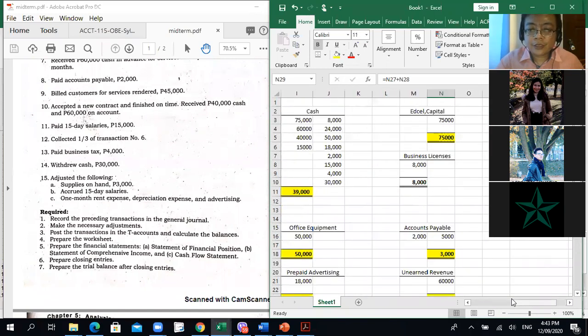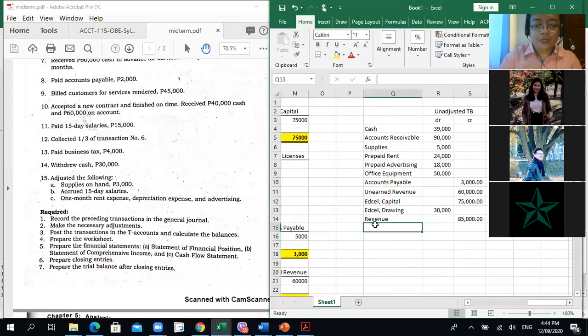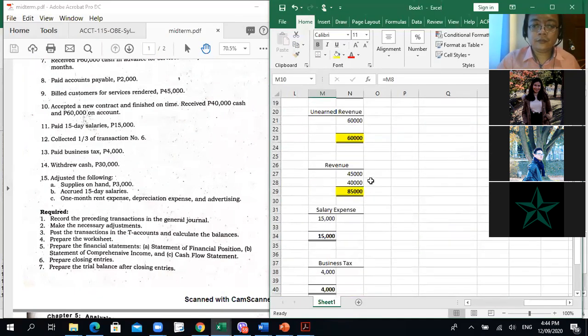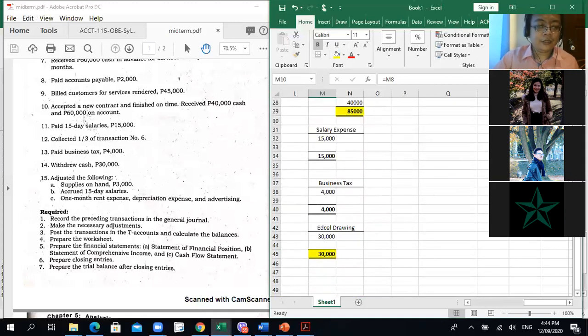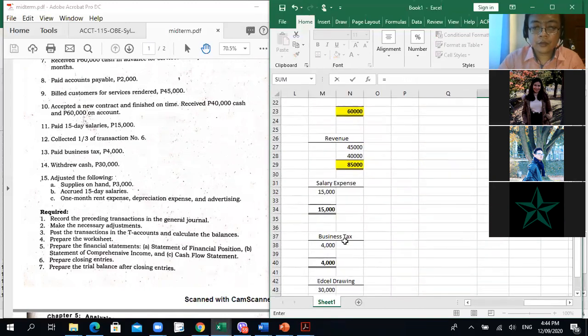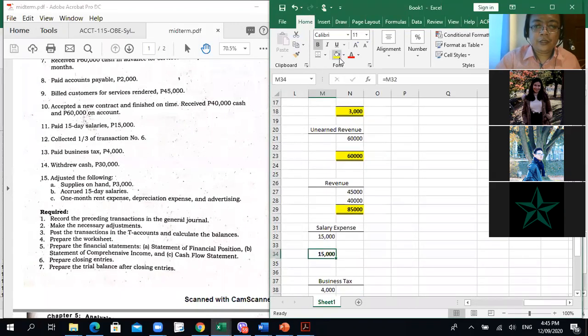Next is, tas muna tayo. Business licenses. So in terms of expenses, bahala kayo kung ano pa kasunod-sunod as long as very important is asset muna, liability, then owner's equity, then revenue, and your expenses. Business licenses. All right, so how much? 8,000. Next is salary expense. Parang kulang yung salary. So you have here salary expense of 15,000. All right. And also you have business tax.